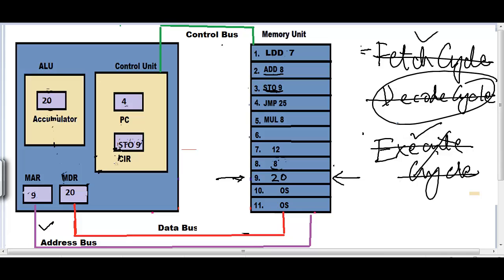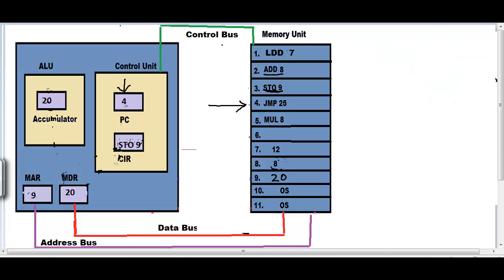Next we are going to fetch the next instruction, which is the instruction whose memory location is stored in the program counter. The program counter is telling us which next instruction is going to be fetched, and it is saying that this is the next instruction in the memory unit which is going to be fetched. So now the fetch cycle is going to begin.